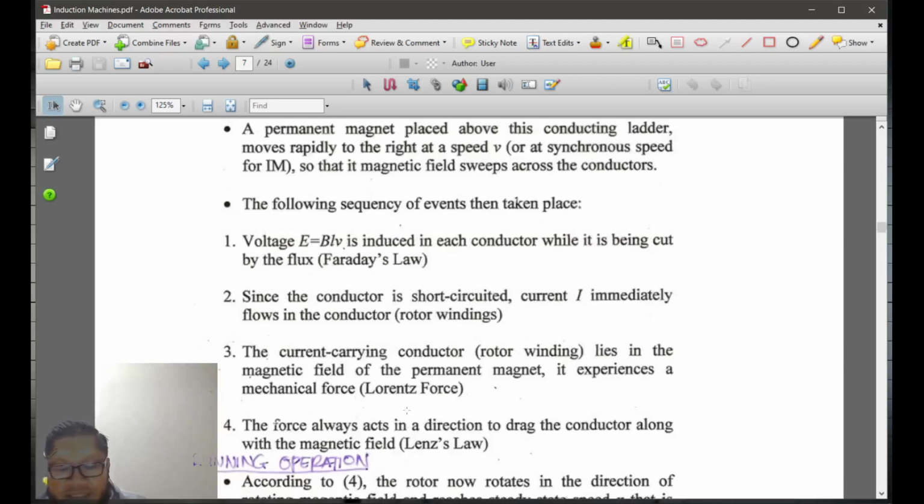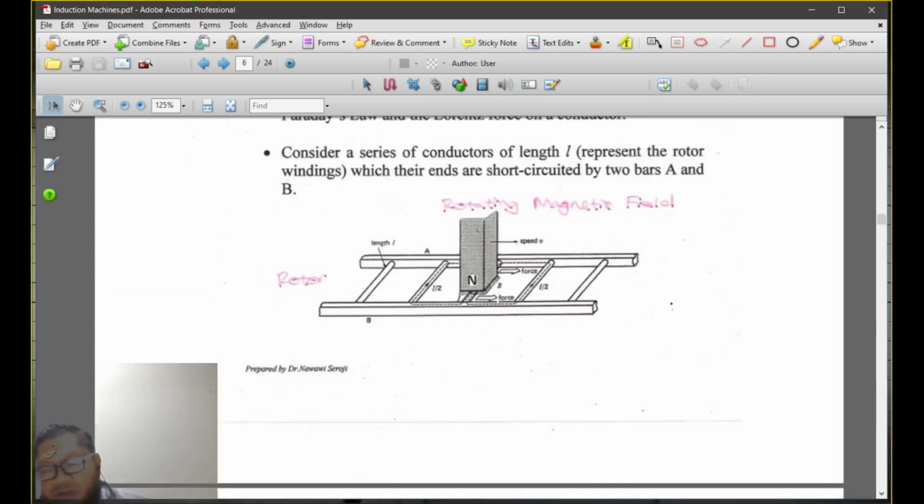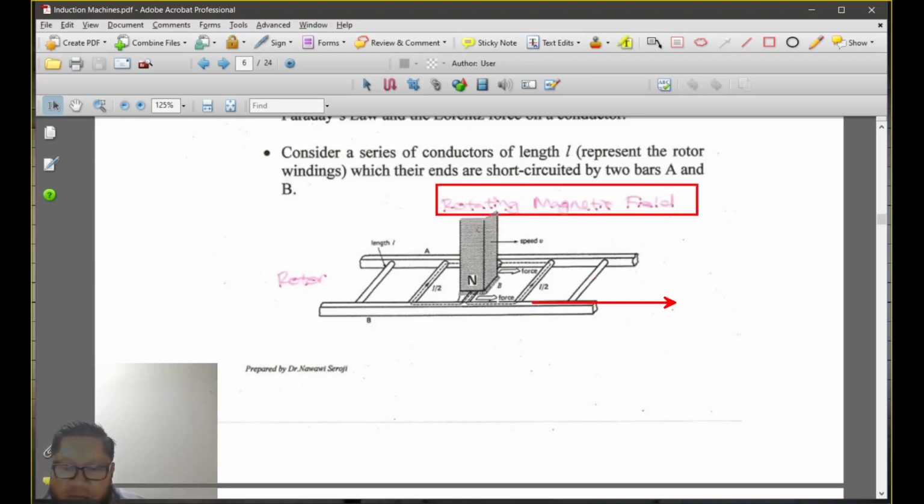The force always acts in the direction to drag the conductor along with the magnetic field, and this is Lenz's law. Something about Lenz's law and Lorentz force, and that's why the rotor will rotate in that direction. Okay, so is it going to rotate with the same speed as the rotating magnetic field? The answer is no. The rotor will always rotate slightly lower than ns, the synchronous speed.